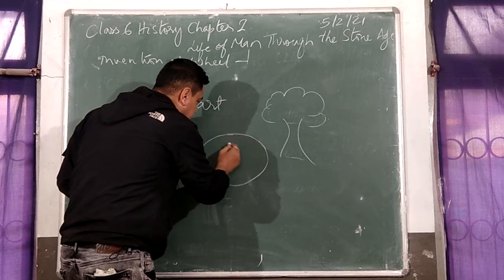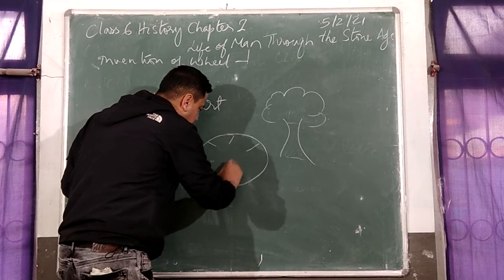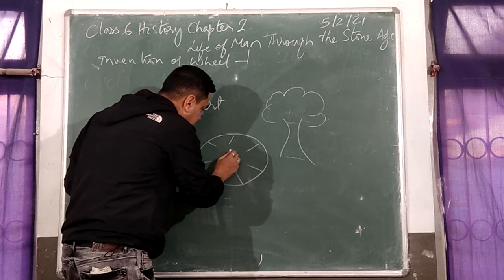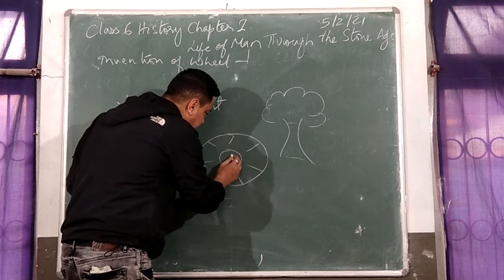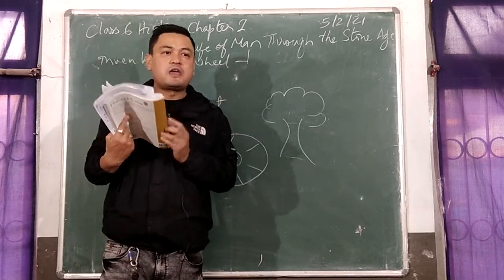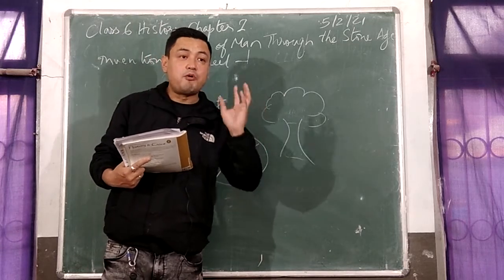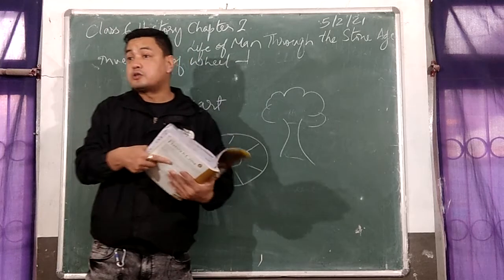This wheel basically has spokes here, and in the middle of the wheel there is a place where you can keep the mud. By putting a hand, you can shape the mud into a pot. This is known as a potter's wheel.